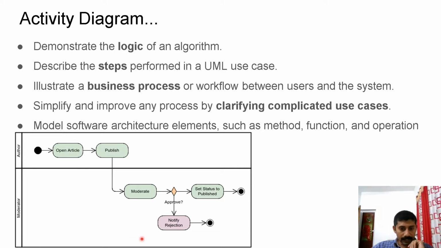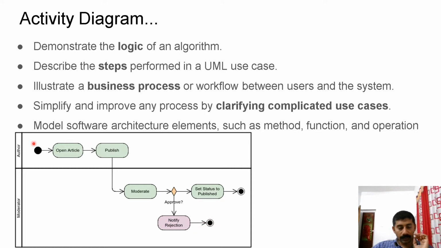Here you can see an example for an activity diagram. This is start of the activity. This is an open article published. So author is publishing an article. Now the next activity is with the moderator. Moderator is checking that. After checking, he is deciding whether to approve or not. Once it is approved, status is changing to published and it reaches final stage. If it is rejected, then the author is getting notified and process terminates.